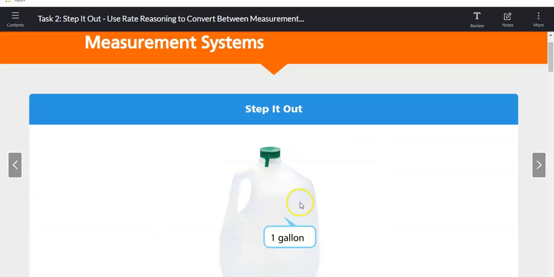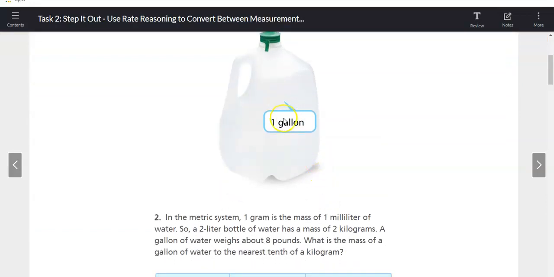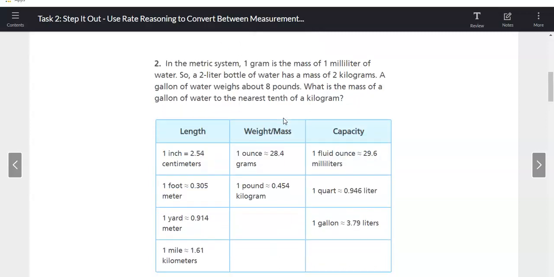Okay, if you're in your math book, it's on the top of page 195. In the metric system, 1 gram is the mass of 1 milliliter of water. So a 2-liter bottle of water has a mass of 2 kilograms. A gallon of water weighs about 8 pounds. What is the mass of a gallon of water to the nearest tenth of a kilogram?